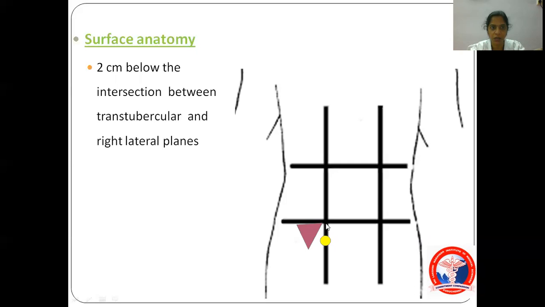2 centimeter below the intersection, we have the position of the appendix. Here you can see the transtubercular plane and right lateral plane. 2 centimeter below that, you can see the position of the appendix. So this is the surface landmark for the appendix.